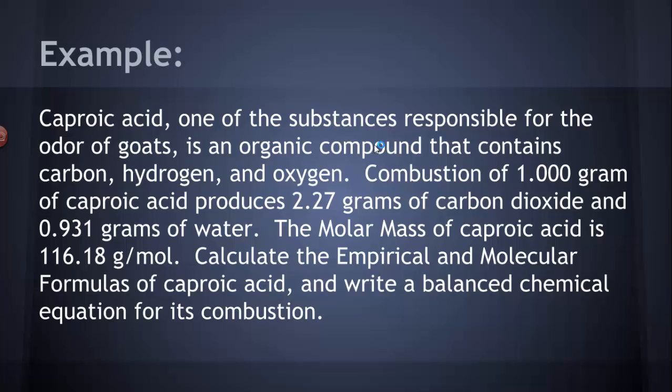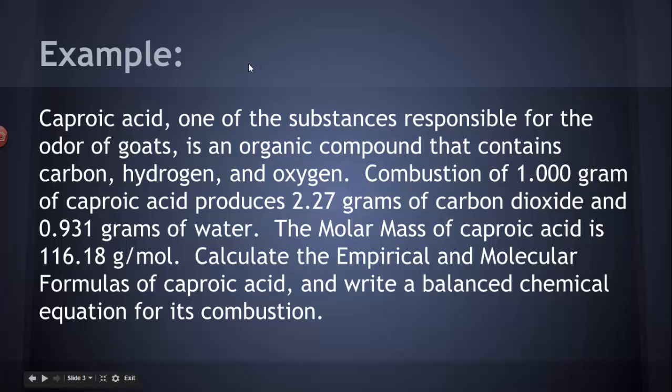We're going to combust 1 gram of this compound, exactly 1 gram, and we're going to capture the carbon dioxide and water vapor and weigh it. Okay, so we combust 1 gram, we produce 2.27 grams of carbon dioxide and 0.931 grams of water. Now, the molar mass of caproic acid can be measured with a mass spectrometer, and it's measured at 116.18 grams per mole. From that information, we're going to calculate the empirical and molecular formulas of caproic acid and then write a balanced chemical equation for its combustion. Okay, so that's our goal.